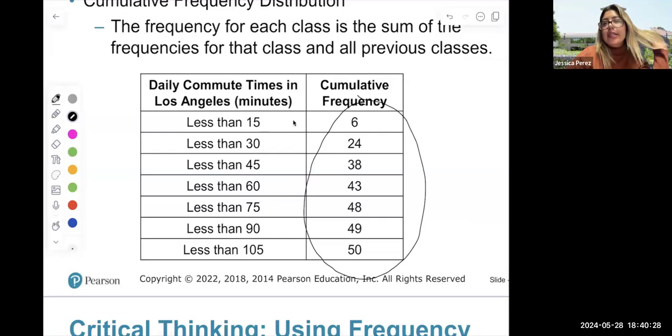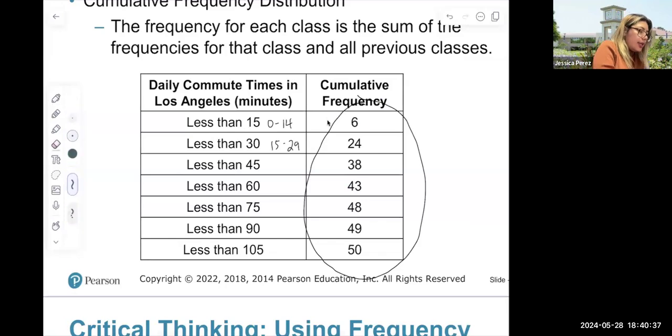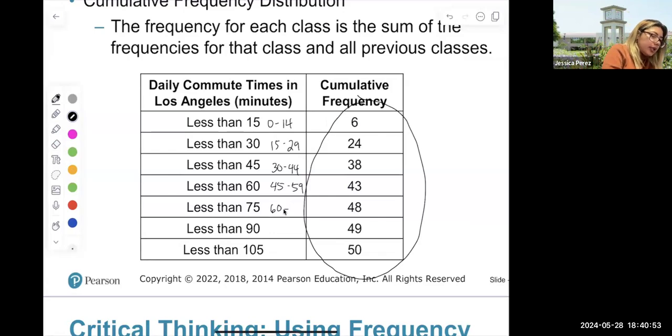Less than 15, so this is the one from 0 to 14. Less than 30, 15 to 29. This one is less than 45, which belongs to 30 to 44. Less than 60 represents the 45 all the way to 59, and so on and so forth. Here we have our 60 to 85, so on and so forth. Does that make sense, everyone?